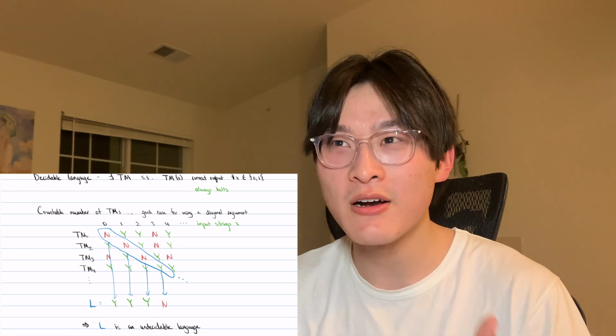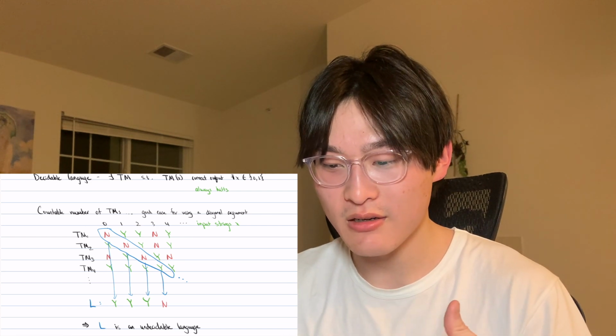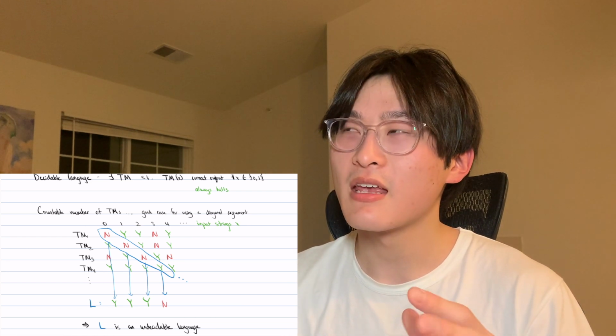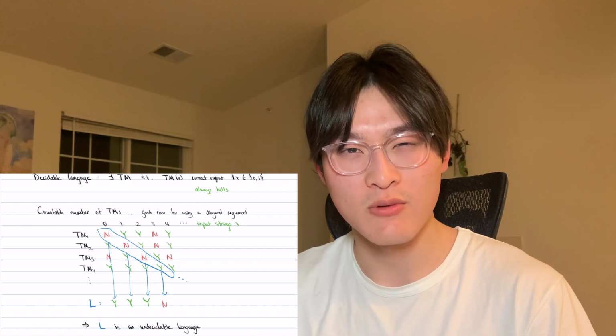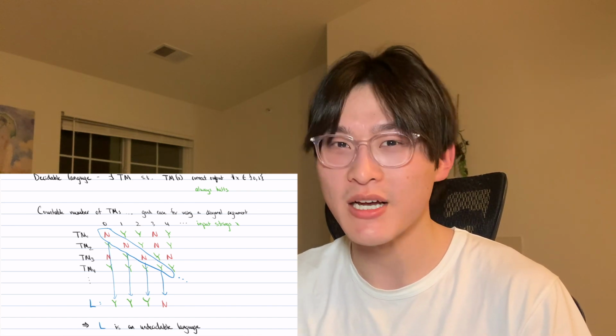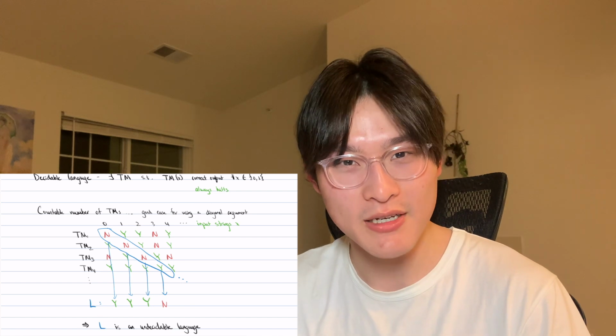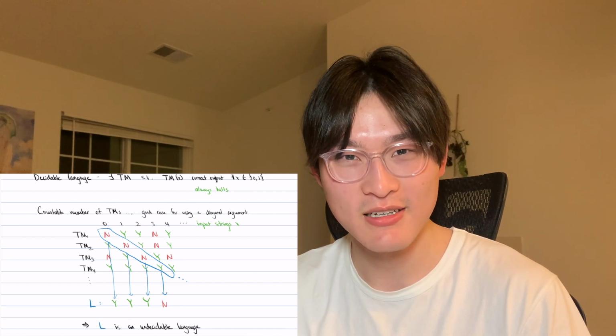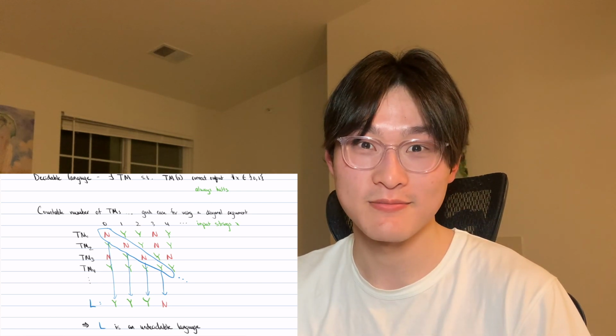So there's a bizarre case here that if I were to pick out a language at random, I would actually expect it to be undecidable, for us to not be able to find an algorithm to decide that language, rather than for it to be decidable.